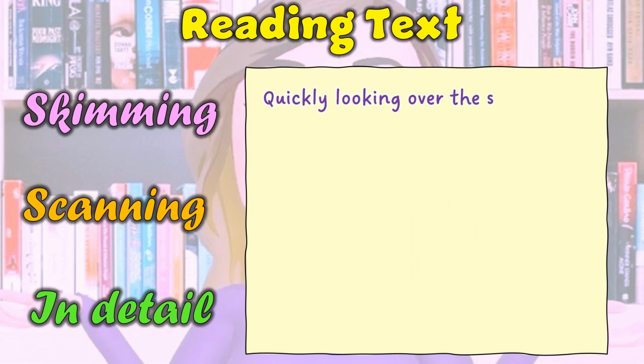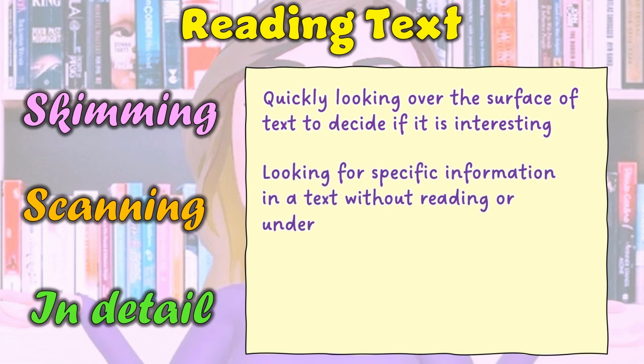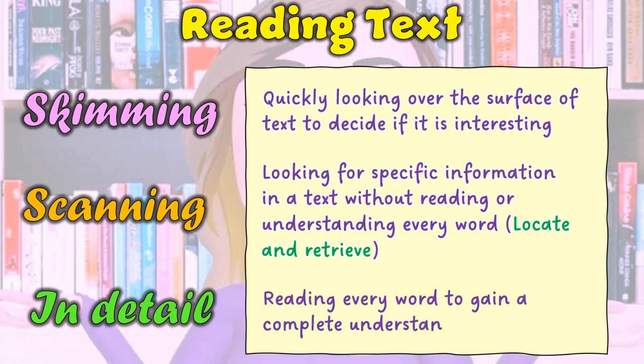When we skim a text, we're quickly looking over the surface of the text to decide if it's interesting. When we scan a text, we're looking for specific information without reading or understanding every word, and we use this technique for locate and retrieve questions. And when we read in detail, we read every word to gain a complete understanding of the text.